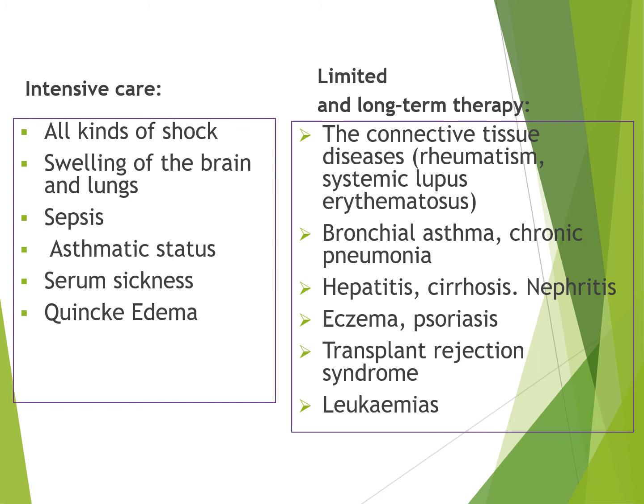Also, we use it in hepatitis, in cirrhosis, in nephritis. We use it in eczema, psoriasis, also in transplant rejection syndrome. High doses of glucocorticoids are given along with other immunosuppressant agents to prevent rejection reaction, followed by a low maintenance dose.